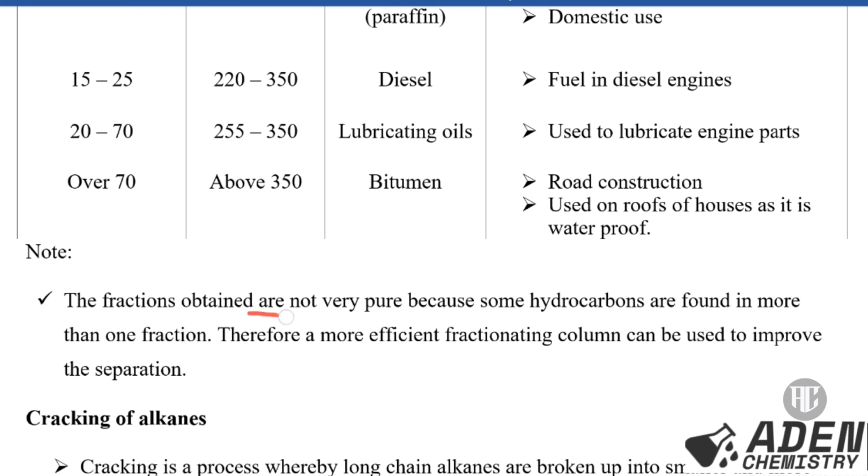Then I say note, the fractions obtained are not very pure because some hydrocarbons are found in more than one fraction. For example, if we check here, number of carbon atoms 15 to 25, the name of the fraction product is called diesel. But this fraction is also obtained in lubricating oil because the number of carbon atoms there is between 20 to 70. But 20, 21 and 22, which are in lubricating oil, are also found in the diesel fraction product. So that means some hydrocarbons are found in more than one fraction. Therefore, a more efficient fractionating column can be used to improve the separation.